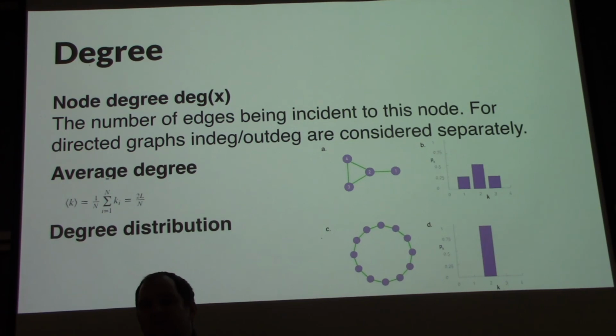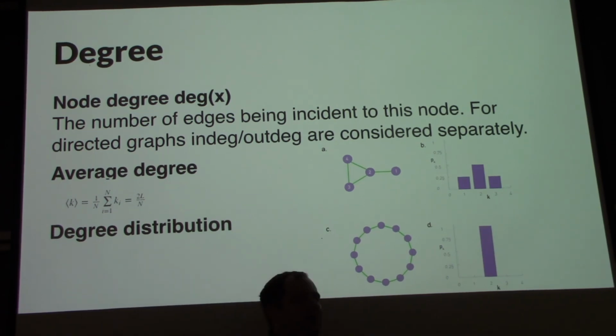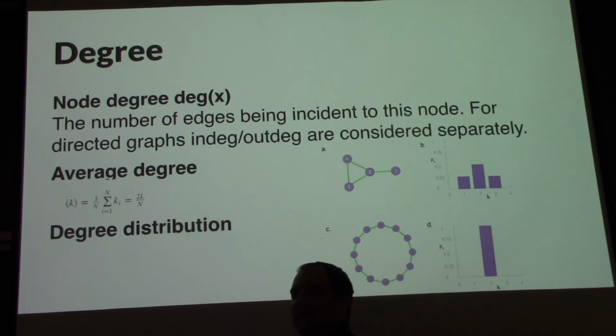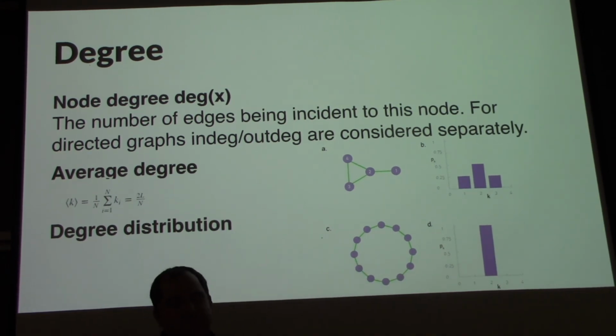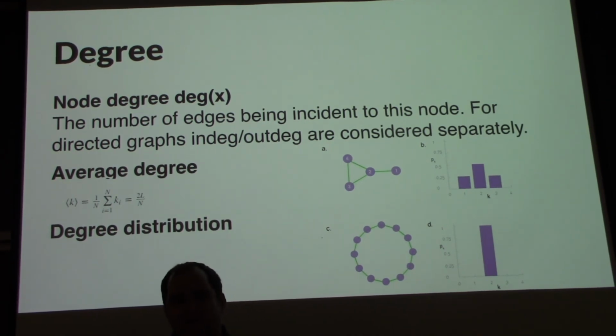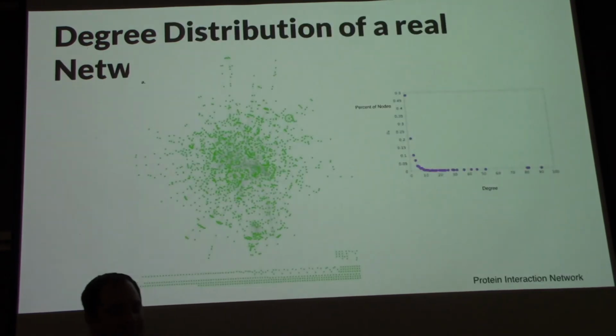So many networks that we observe in real life have a very uneven degree distribution. There are central hubs in these networks. You probably have a couple of friends who have thousands of friends on Facebook, right? But most of your friends probably have only 100 or 200 or 300.